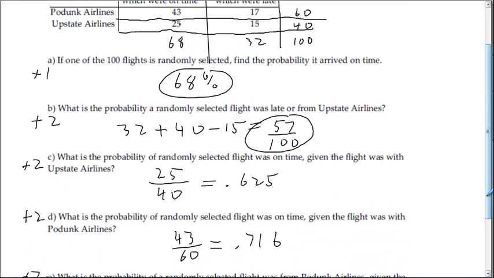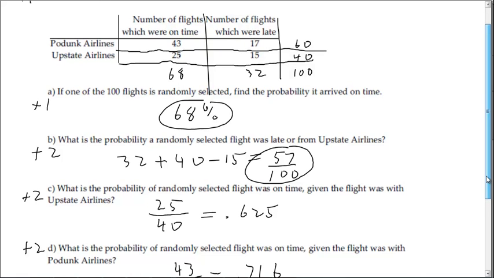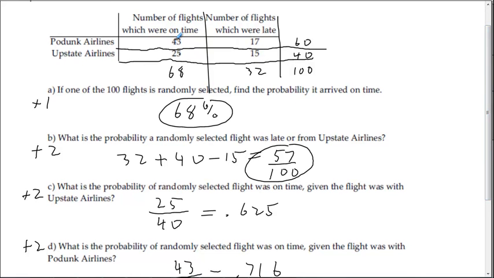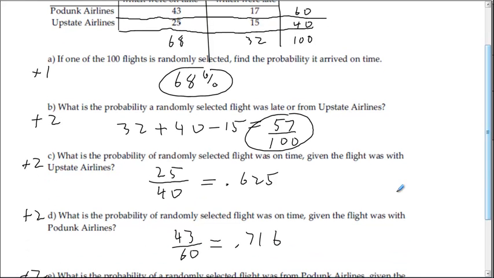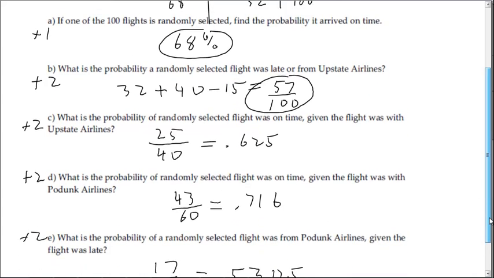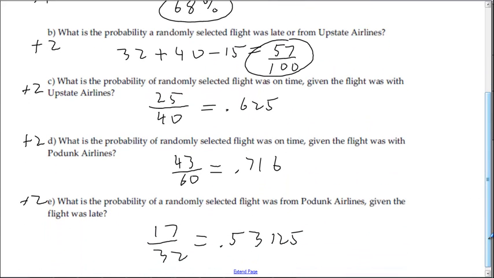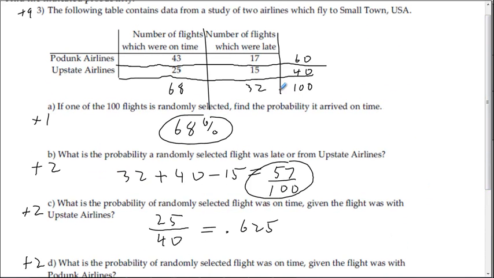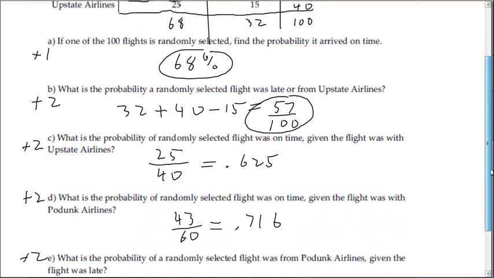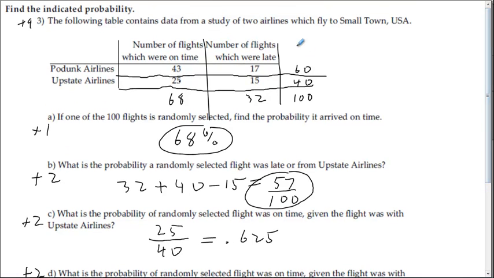And on D here, what's the probability that the randomly selected flight was on time given it was with Podunk? So how many were on time and with Podunk? 43. And now we're just going to look at the Podunk flights, which is 60, which is about 72%. And then E, what's the probability they were Podunk given it was late? So we want Podunk and late. So that's 17. And it said given that it was late. So the question is how many late? So it's just going to be 17 out of all the late flights, which is 32.